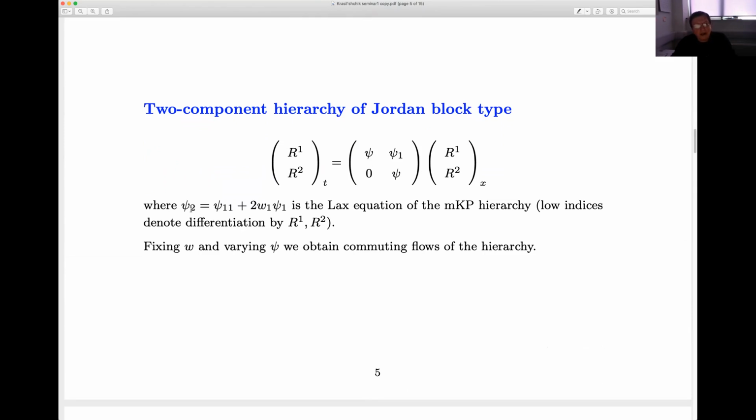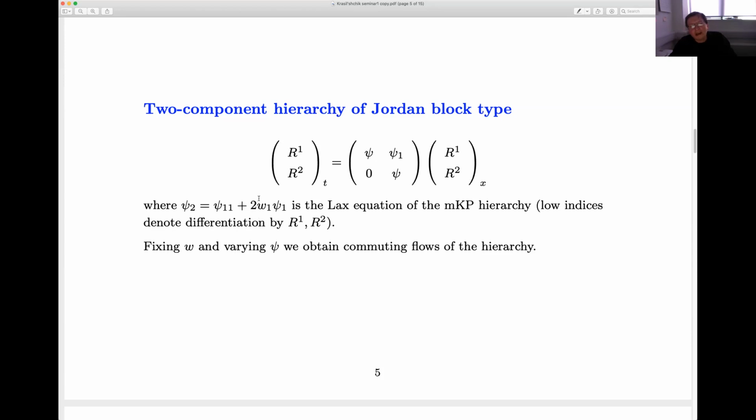This linear system. Psi2 means d psi by dr2, the derivative by this variable. Psi11 means the second order derivative by r1. Psi1, the first order derivative by r1. And this 2w1 is just a potential, some potential, right? W is some function. Why am I using this funny notation for this potential, like 2w1, rather than calling it just v or something? I call it 2w1 because in this form it will appear in the more general case later, right? Still, you can think of this as just any given function, right?